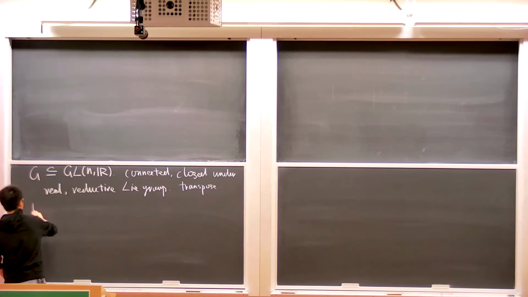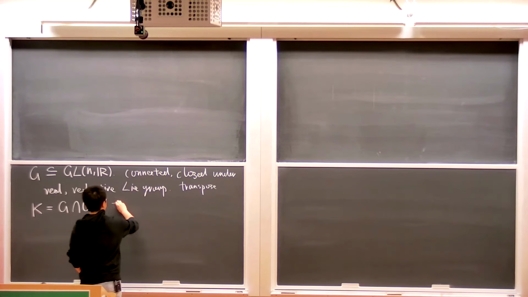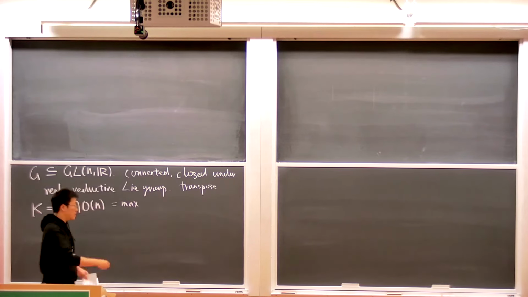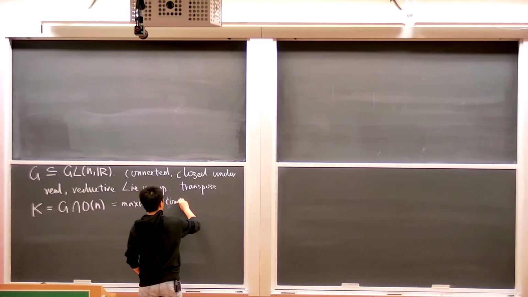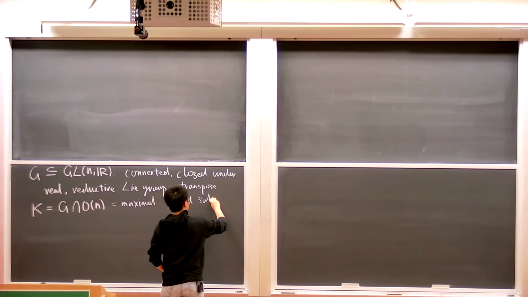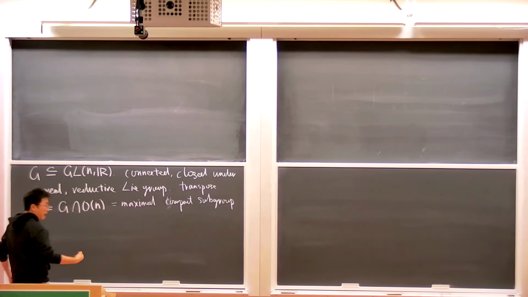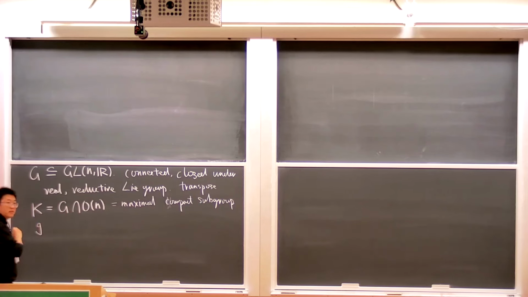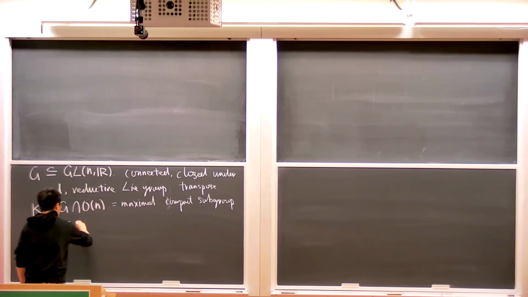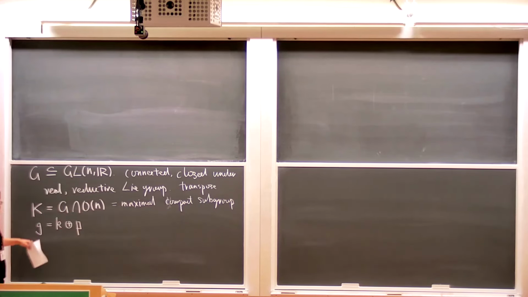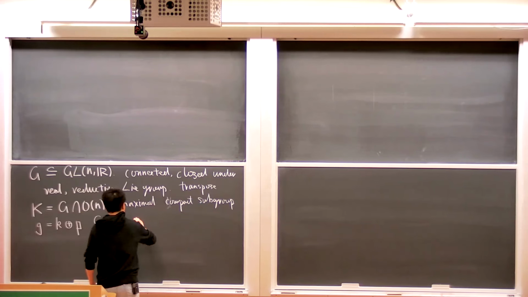Okay, so K, I will denote it to be the intersection of G with O(n). This is known as the maximal compact subgroup. This is the linear case, but it makes sense in general. In this case we have its Lie algebra, denoted by little g, the Lie algebra of this Lie group. We can decompose it into k direct sum p, where k is the Lie algebra of this maximal compact subgroup. This is known as the Cartan decomposition.